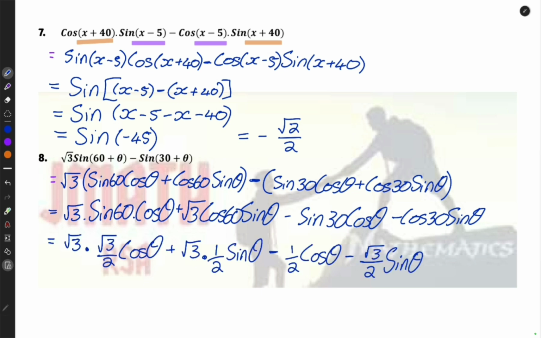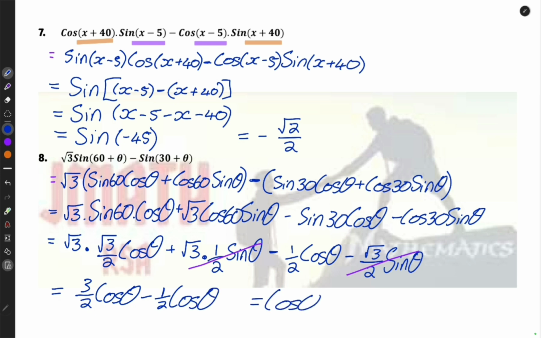Okay, and now I can just add and subtract the like terms. So I can see with the sine options, this is going to be root 3 over 2. That's going to cancel with negative root 3 over 2. And then what remains is just going to be root 3 times root 3 is just 3 over 2 cos theta minus a half cos theta. My final answer is just cos theta.